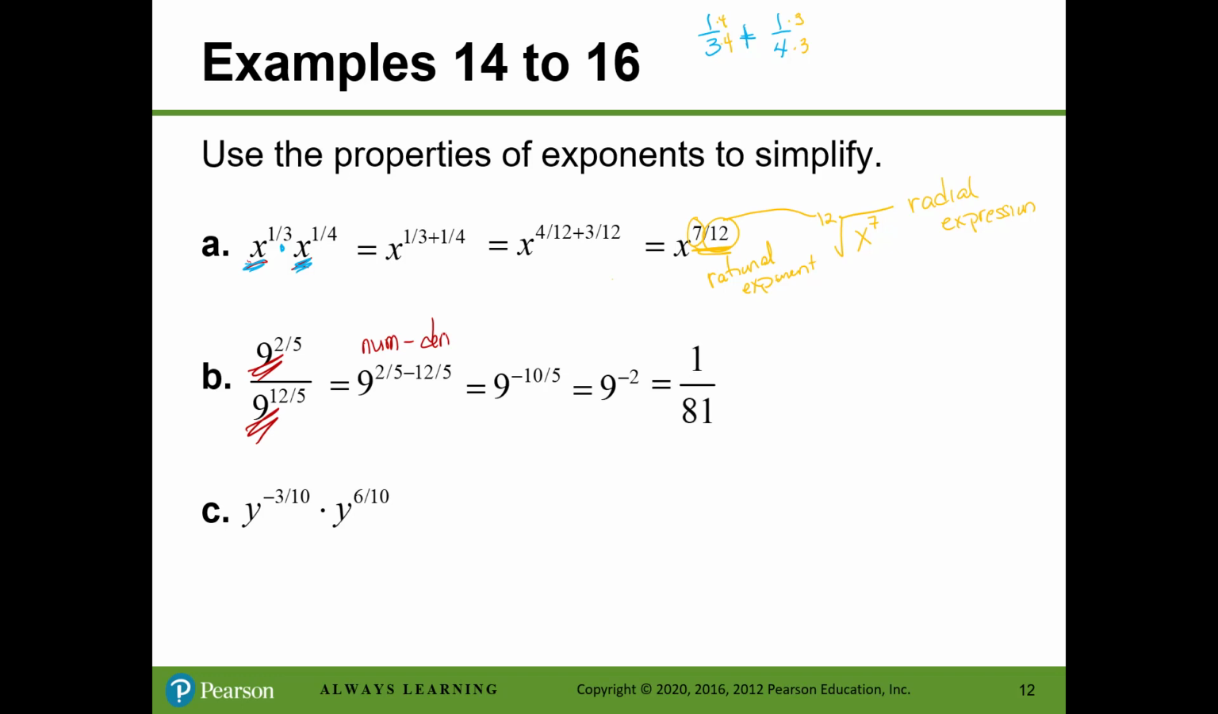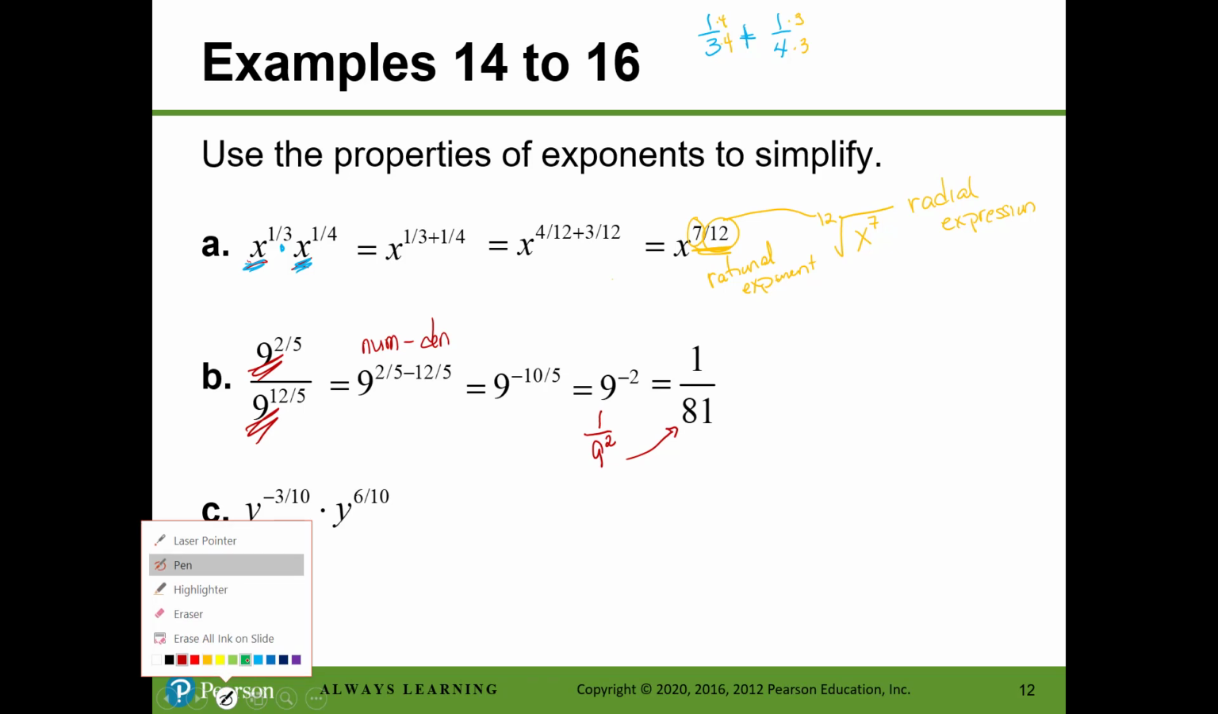But that negative means, and I'm going to back up a slide, that negative means that the 9 belongs on the bottom, doesn't it? Which is why we end up with 1 over 81. Cool? Okay. Now, letter C. Letter C can be handled a couple of different ways. So let me take a look at letter C with you.